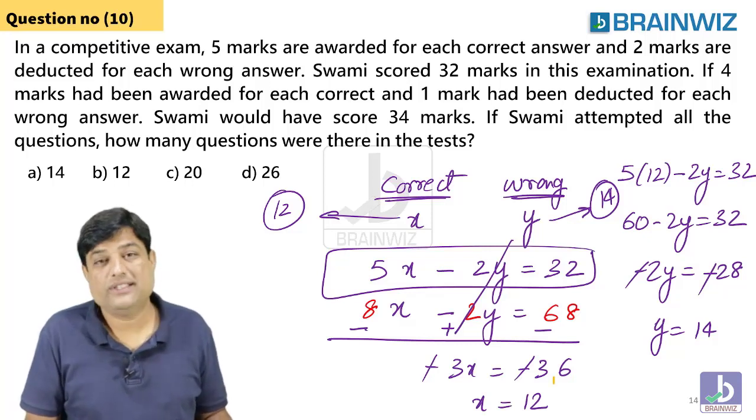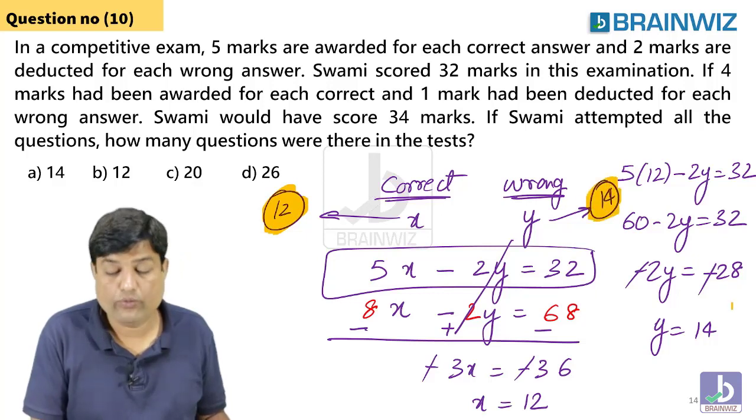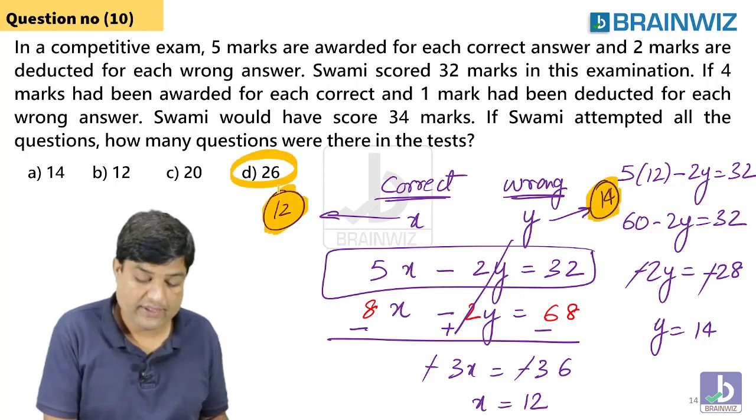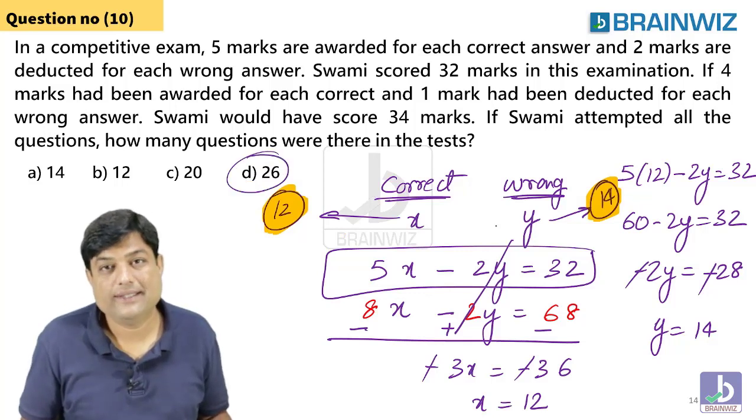So for the total number of questions, I can simply say that the correct answers are 12 and the wrong answers are 14. Overall, he has made 26. So answer D is the best answer, guys.